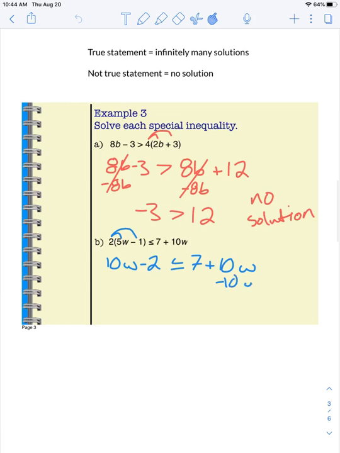Now I'm going to subtract 10w from both sides. It's going to cancel out on both sides, and I have negative 2 is less than or equal to 7. And negative 2 is less than 7. I have reached a true statement. So this is going to be infinitely many solutions. No matter what I plug in for w, that statement is always going to be true.